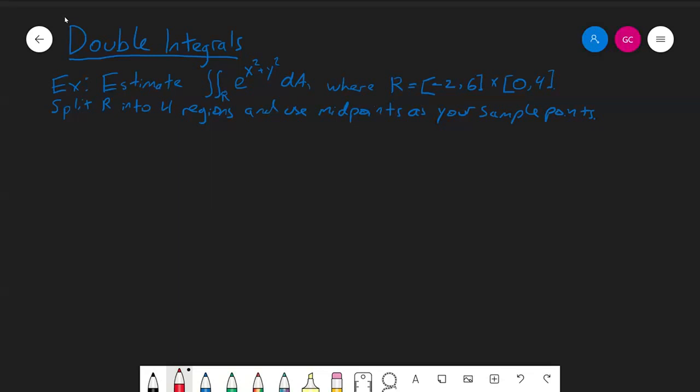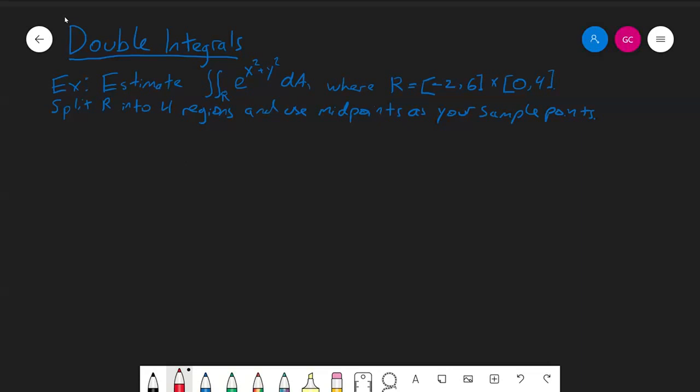Here we want to estimate the integral of e to the x squared plus y squared over the rectangle R given by the range of x values from -2 to 6 and y values from 0 to 4. And in this problem we've told you how we want you to estimate that. We're going to split R into 4 regions and use the midpoints as our sample points.